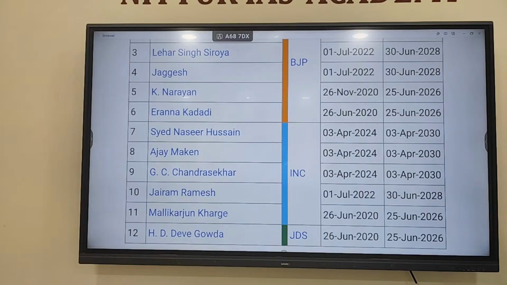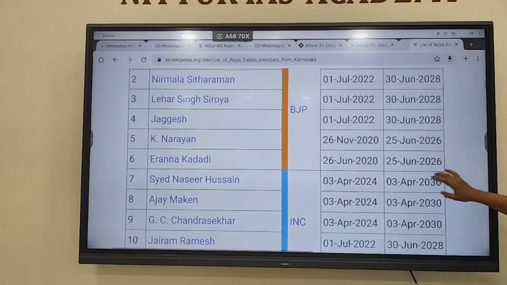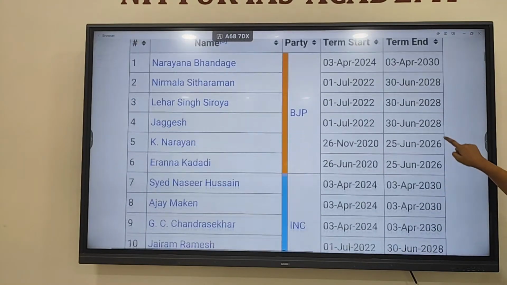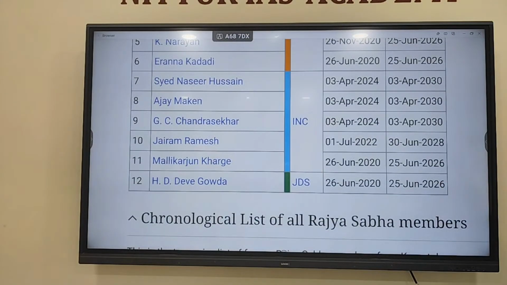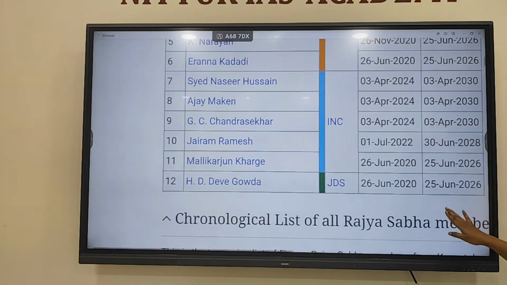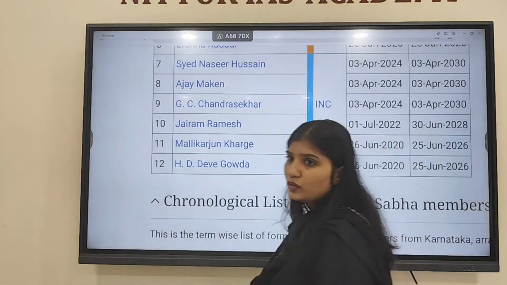Next, in the coming year 2026, again 4 members will get retired. Who will retire? These: Narayan, Irana Kadadi, and then Mallikarjun Kharge and H.D. Devegowda. Understood? The process is like this. Any doubts? No doubts.